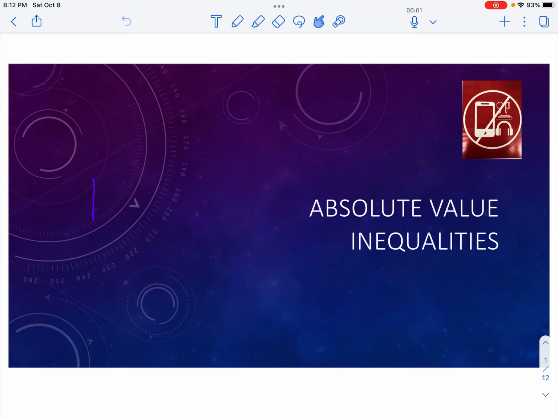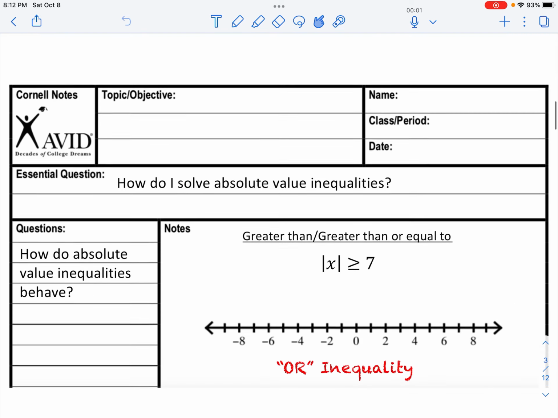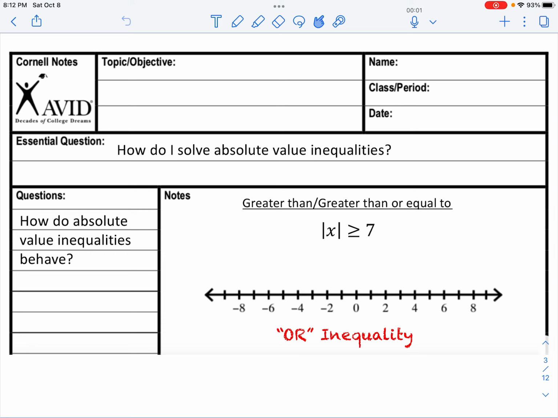Okay, so lastly, we are going to talk about absolute value inequalities. All right, so how do we solve absolute value inequalities? First, let's examine when we have an absolute value of x that's greater than or equal to 7. What would that look like? What would the solutions look like?